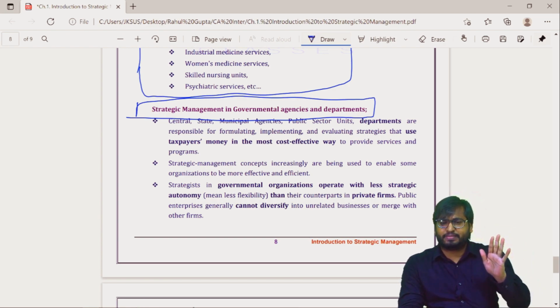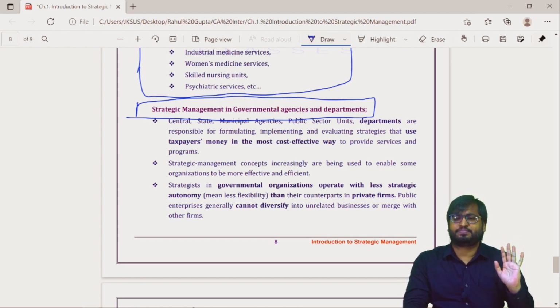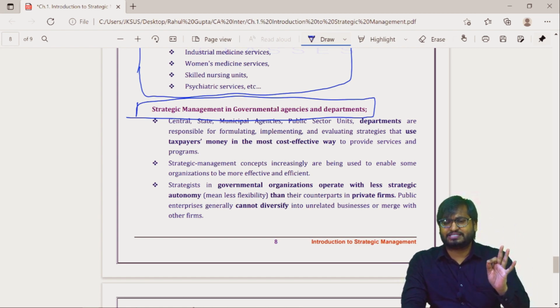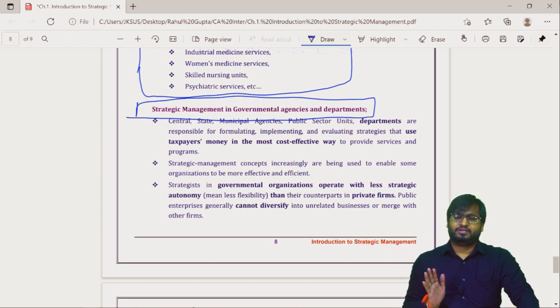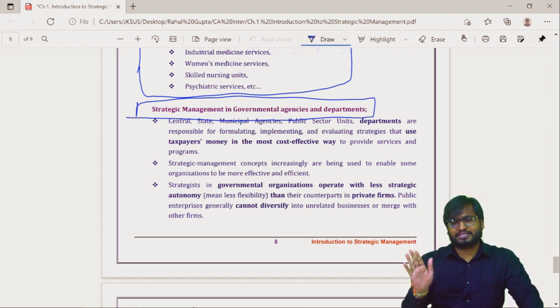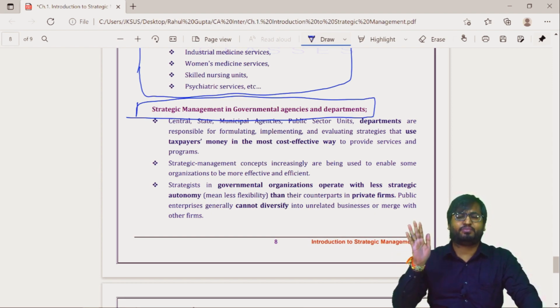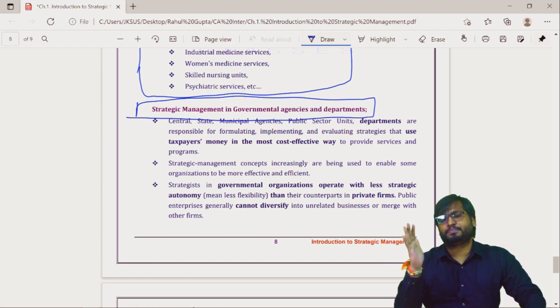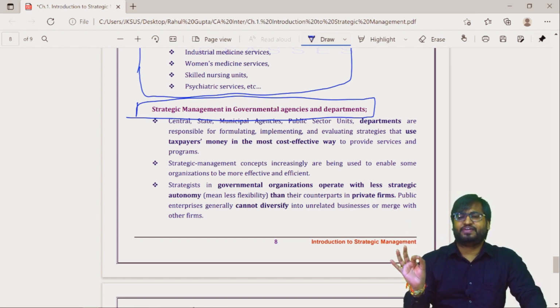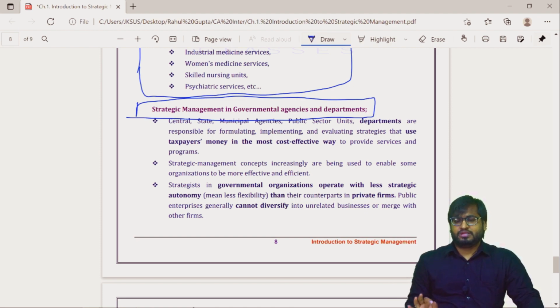So all the government organizations, be it state government, central government, be it all government banks, be it LIC, all those organizations have a responsibility of utilizing the taxpayers' money in the most efficient way. All the money that we have paid in the form of taxes, in the form of penalties, in the form of fines should be utilized in a proper, cost effective way. But there is one problem.